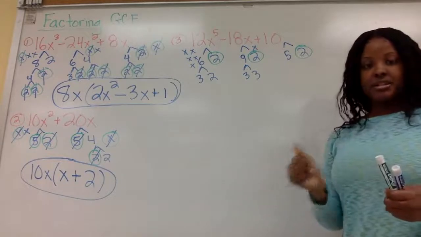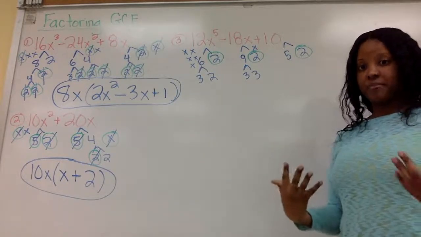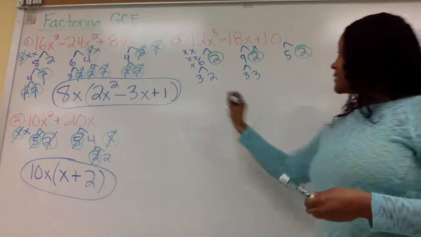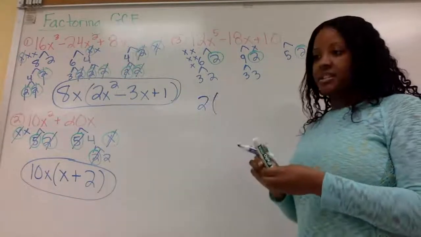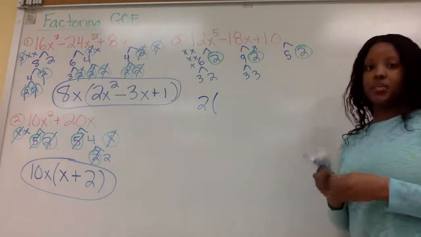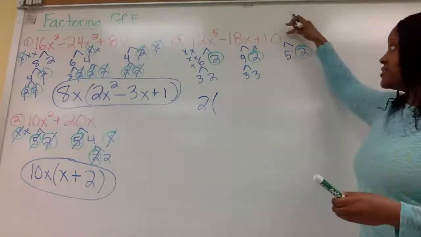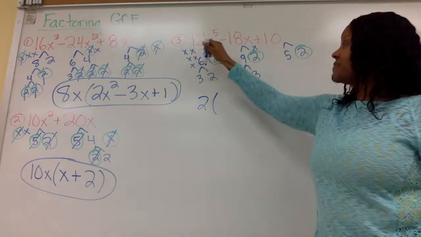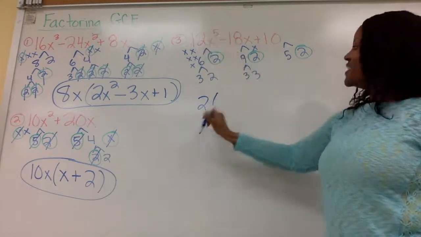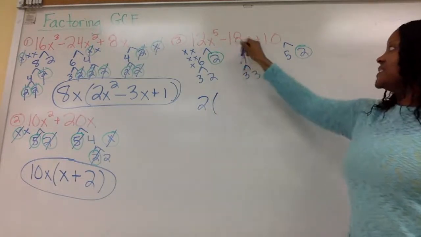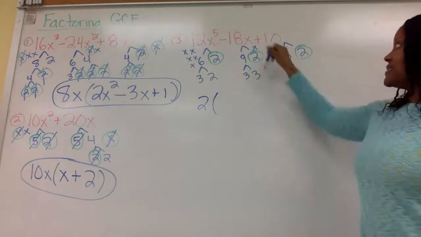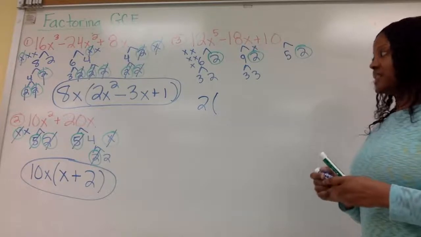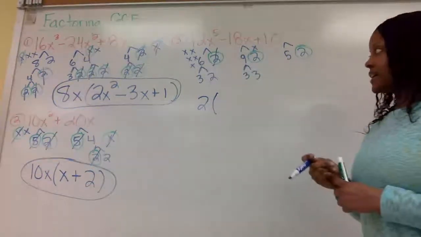So sometimes you can have numbers, sometimes you can have variables, sometimes you can have both. In this particular case, we only had the number 2. So 2 is going to go on the outside, and everything else is going to go on the inside. Meaning, what does it take to multiply back to get you the original problem? 2 times something has to give me 12x to the 5th, so 12. 2 times something has to give me 18x. And 2 times something has to give me 10. So if you take away your greatest common factor, everything else is going to go on the inside.